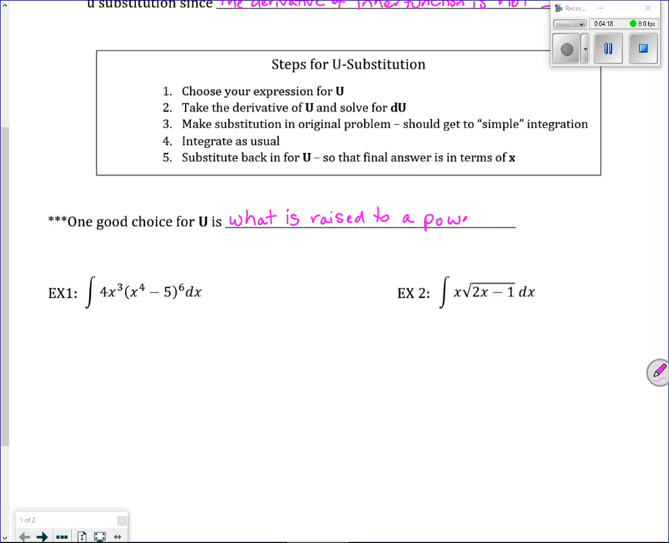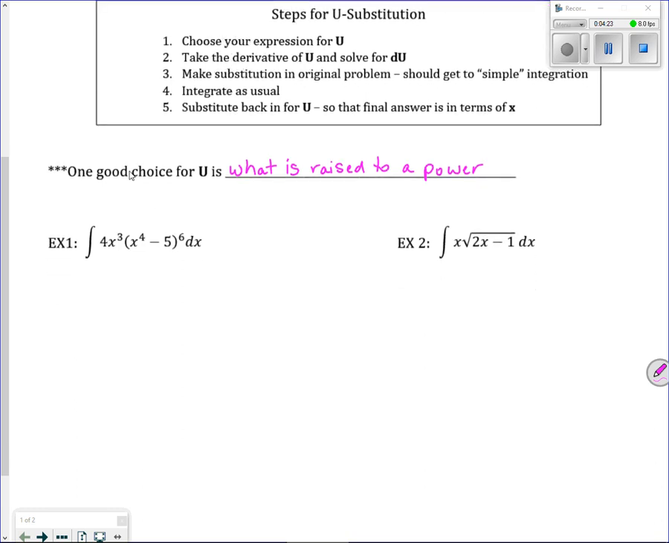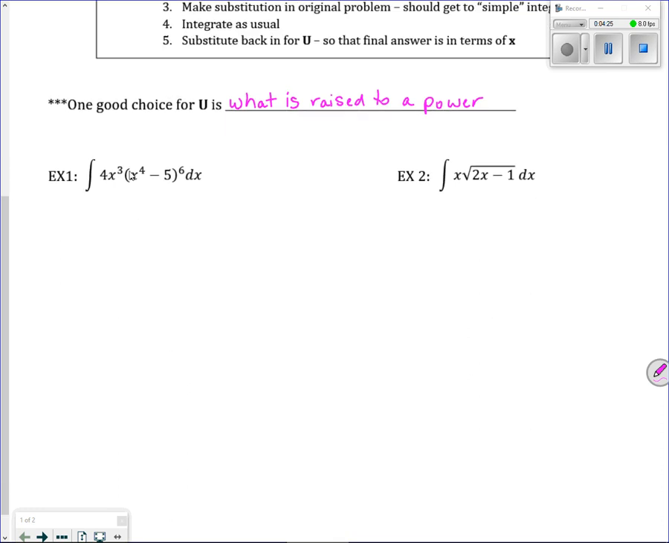Here's what I mean by this. And I purposely have these examples 1 and 2 right next to each other to show you a difference of what you need to be looking for as you go. So let's check it out.